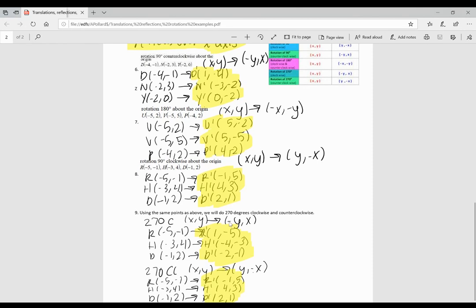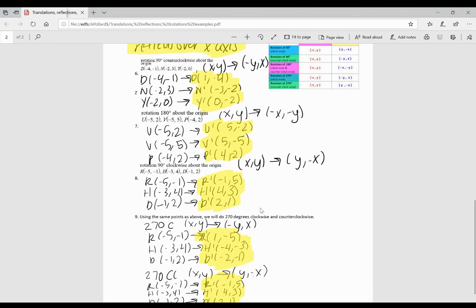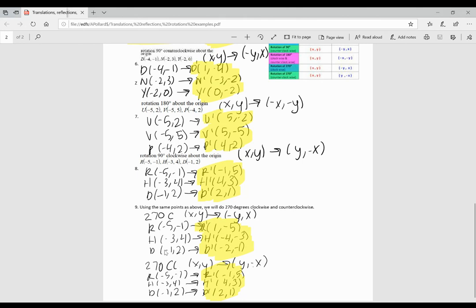Finally, we do 270 degrees clockwise. So I put a C for clockwise. So 270 degrees clockwise goes from (x, y) to (-y, x). So you're going to flip them, and then you're going to have your first value change its sign. So we flip them. This becomes (-1, -5). The first one changes its sign, so (1, -5). Flip them. (4, -3) goes to (-4, -3). Flip them again. (2, -1) goes to (-2, -1).